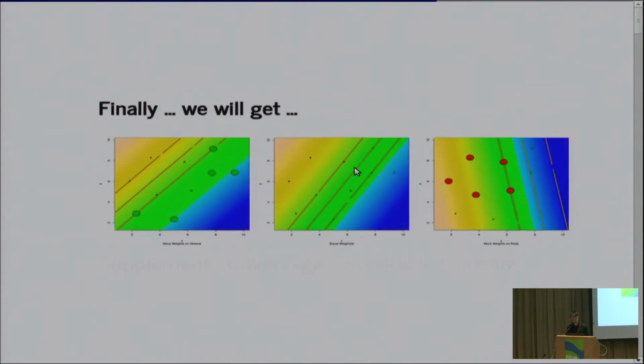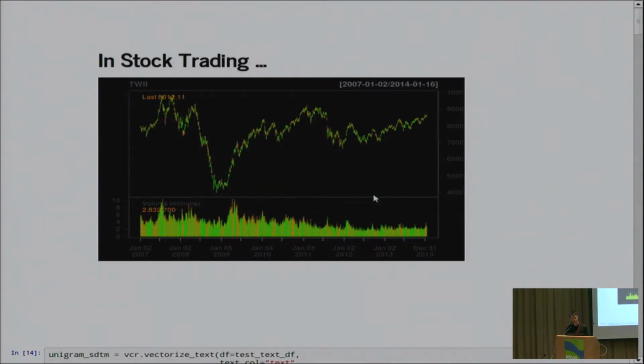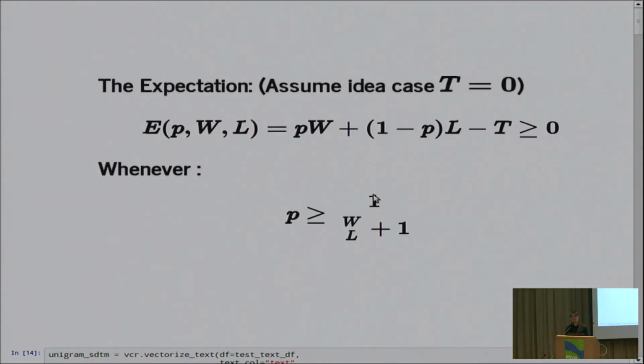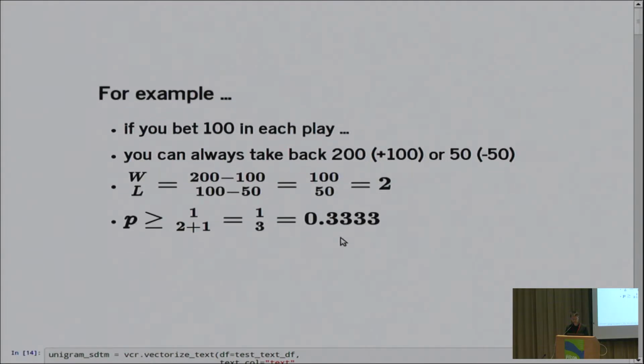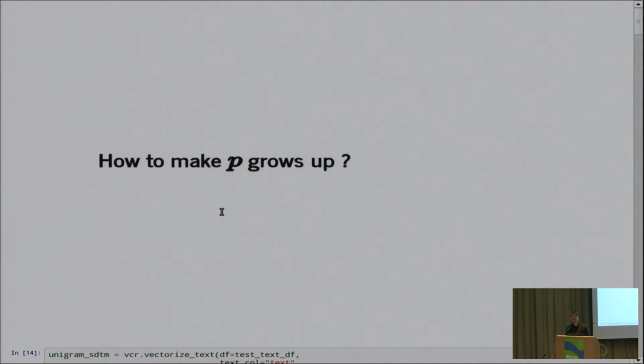And every classification method has a coverage-accuracy trade-off. Just like when you are trading in a smart market, the winning probability is important, and the win-loss ratio is also important. And the expectation being greater than 0 must be ensured by this inequality. And it's just an example. What I want to say is how to make the winning profit grow.